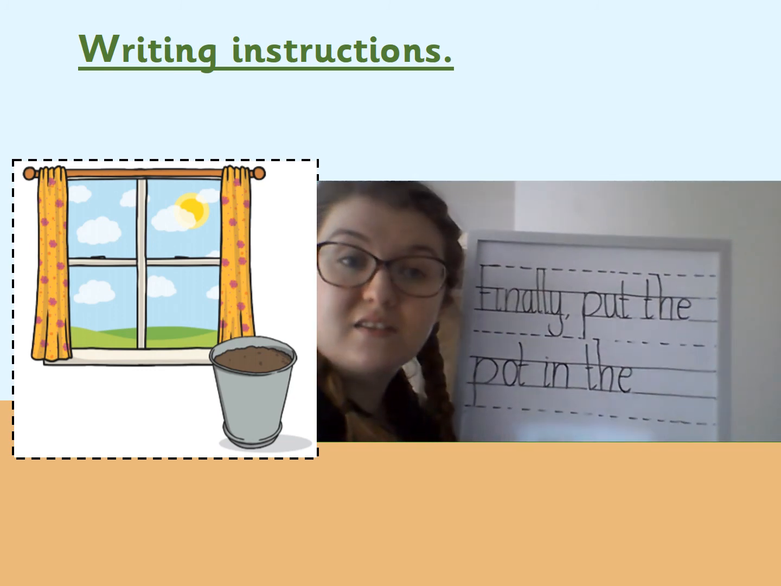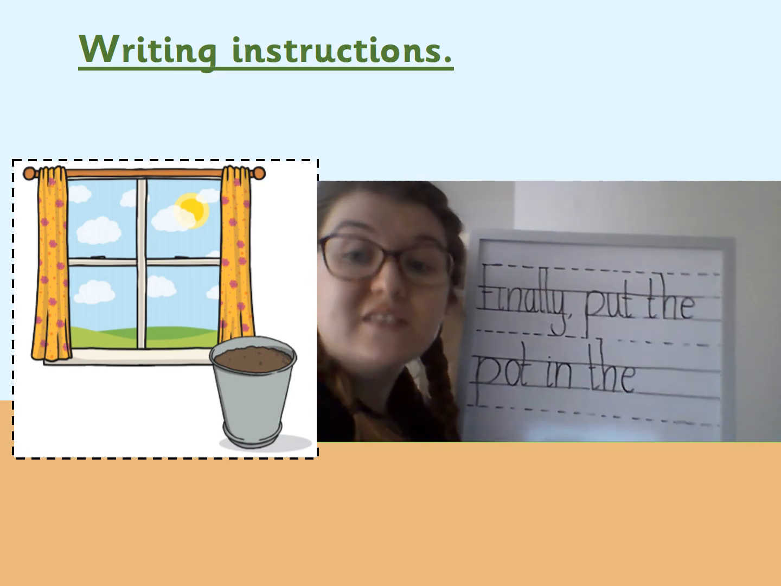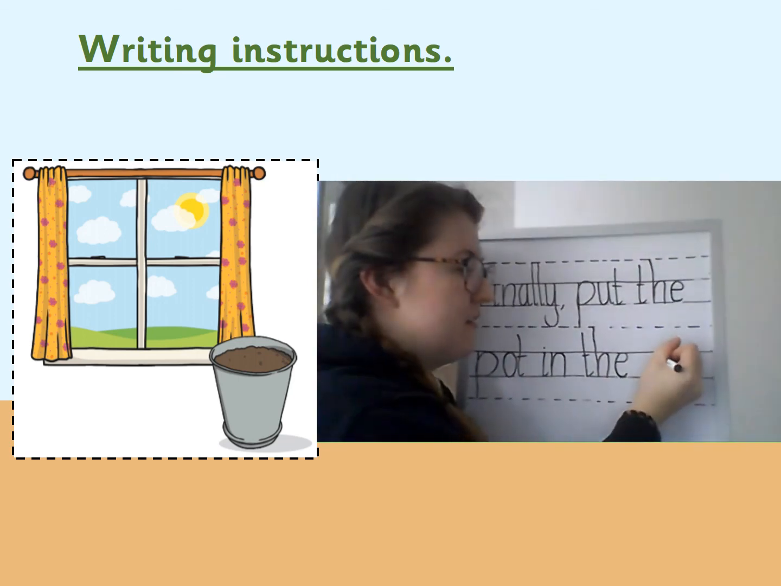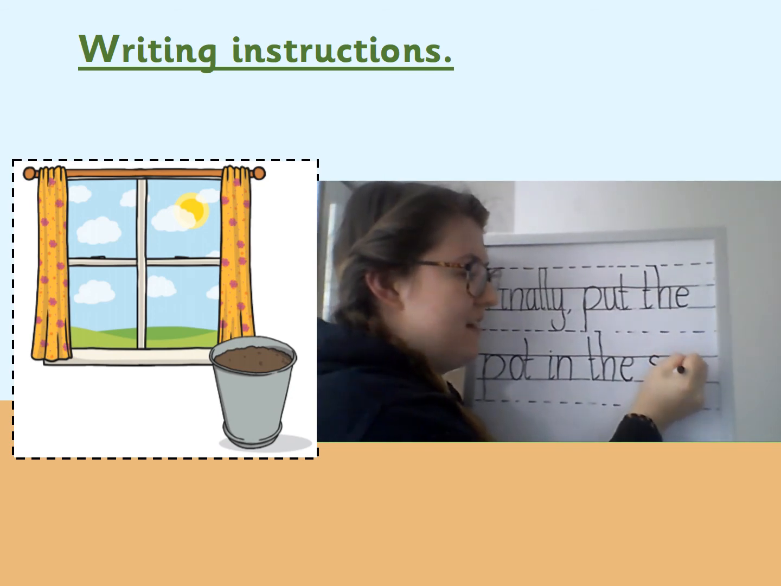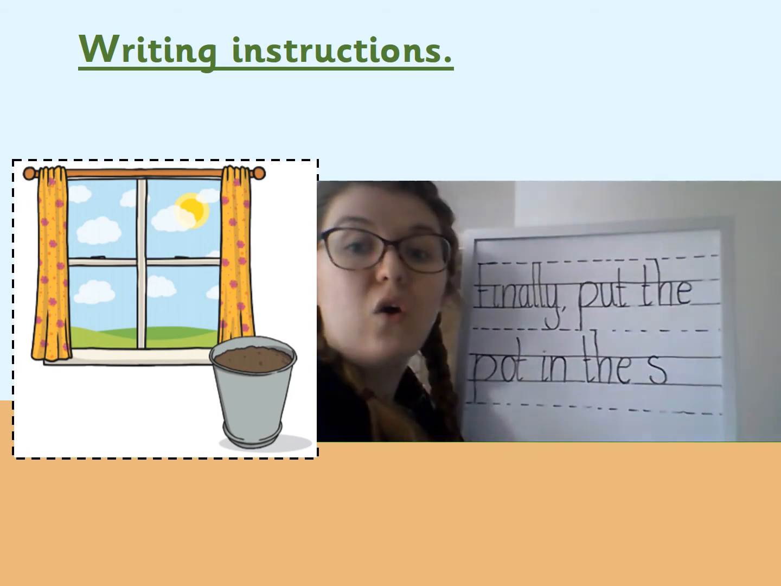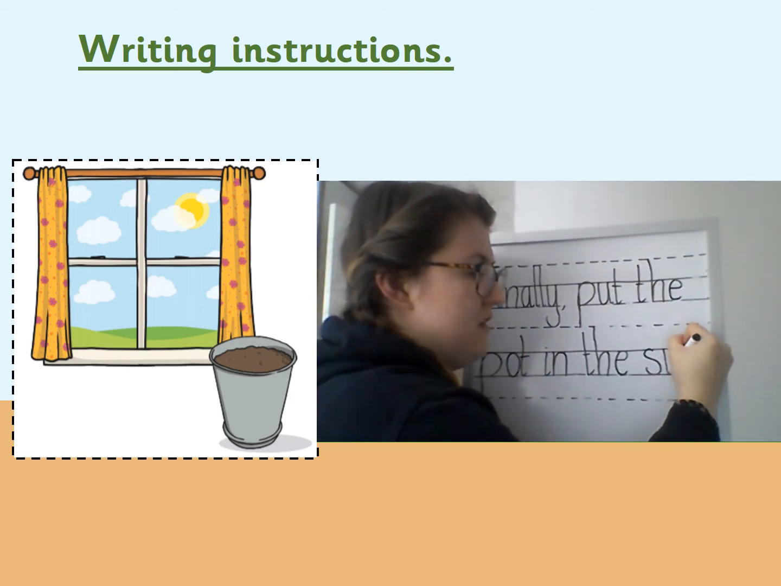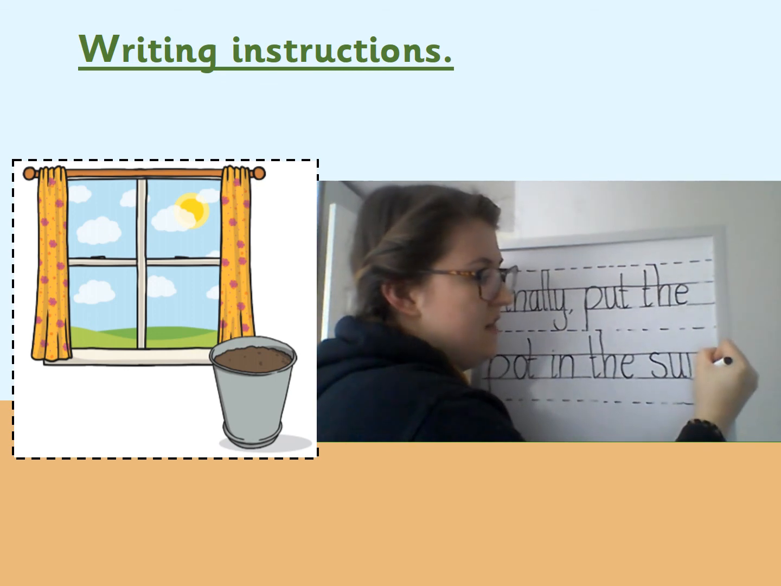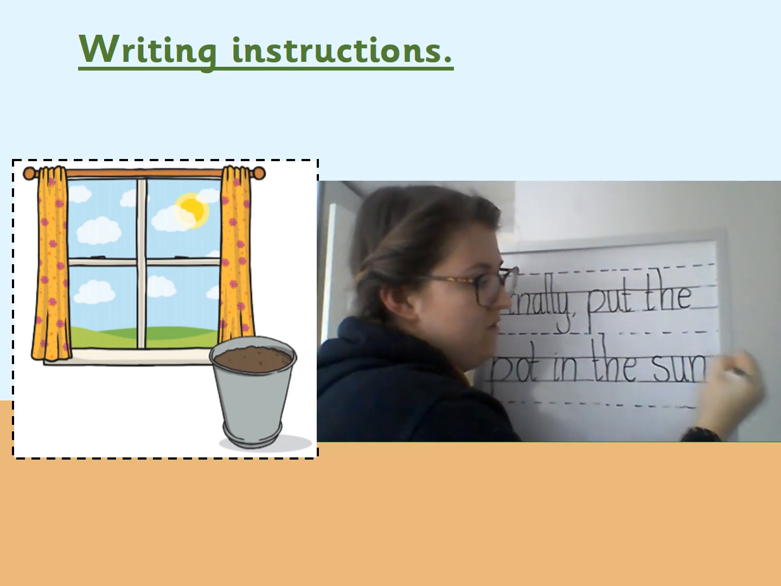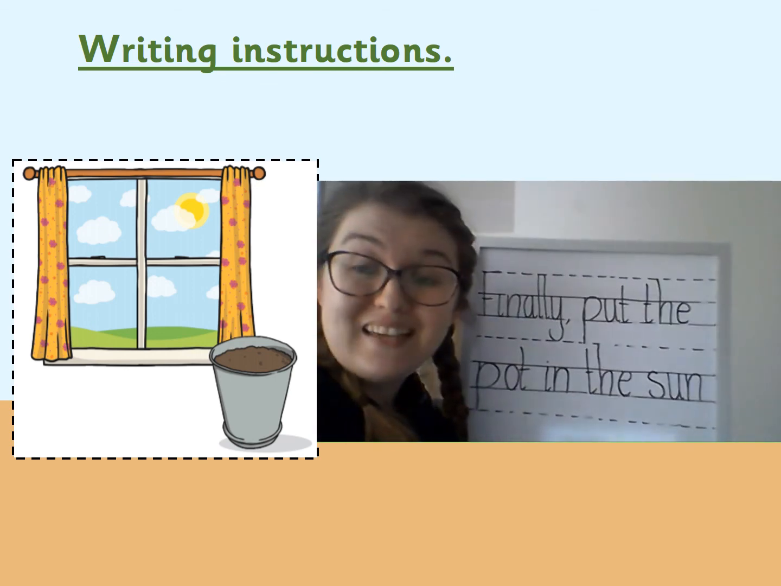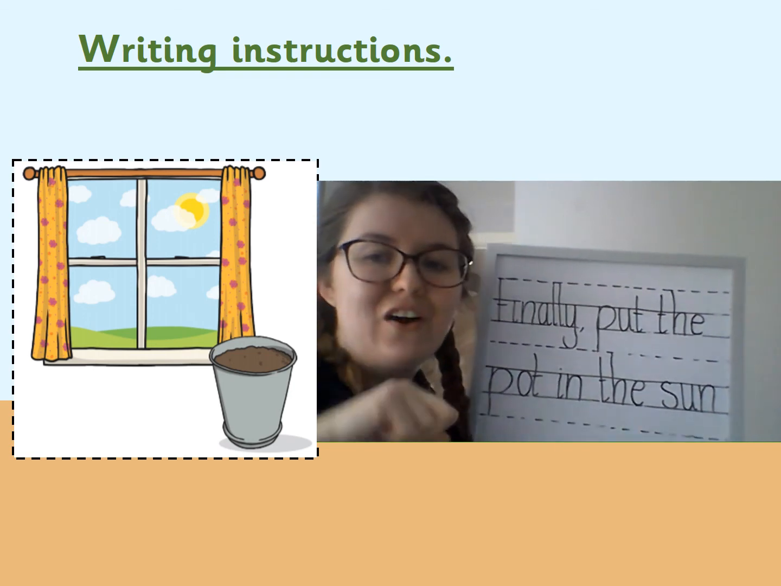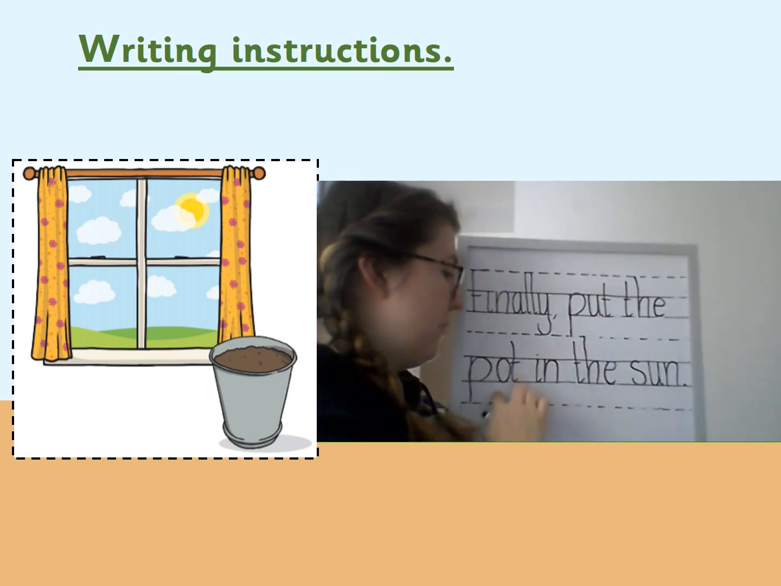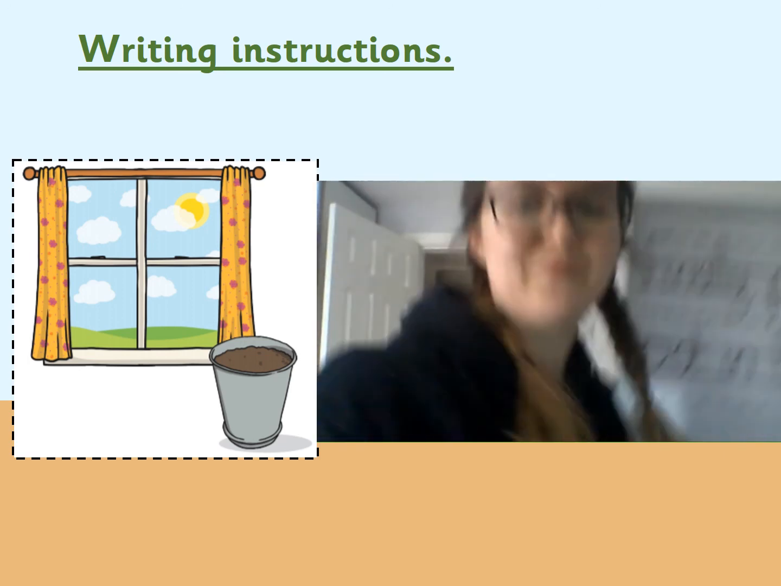Sun. S. Slither down the snake. U. Under the umbrella and down to a puddle. N. Down Nobby and over his net. End of my sentence. What do I need? A full stop. Finally, put the pot in the sun.